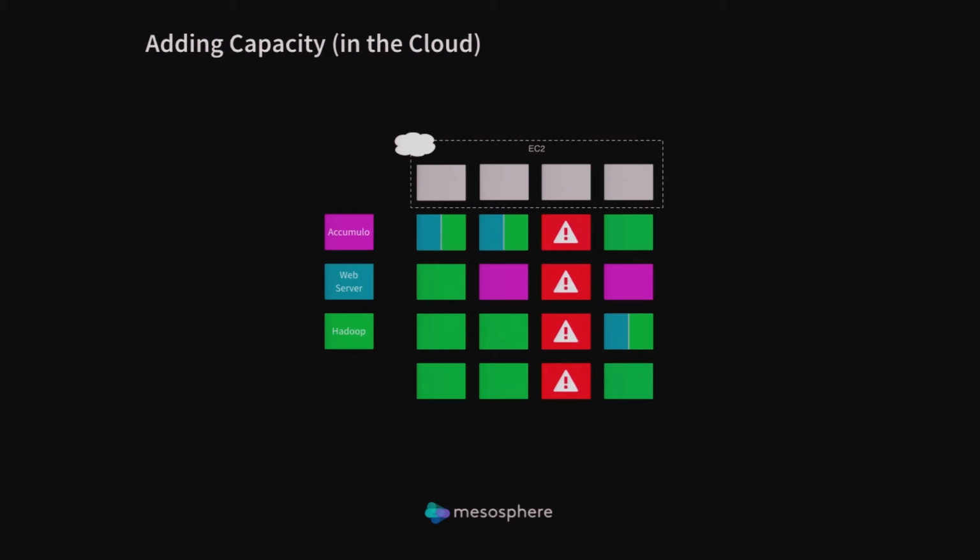Cool, so this was a quick overview of what Mesos does and how it responds to failures. Now to the interesting part, which is Marathon.